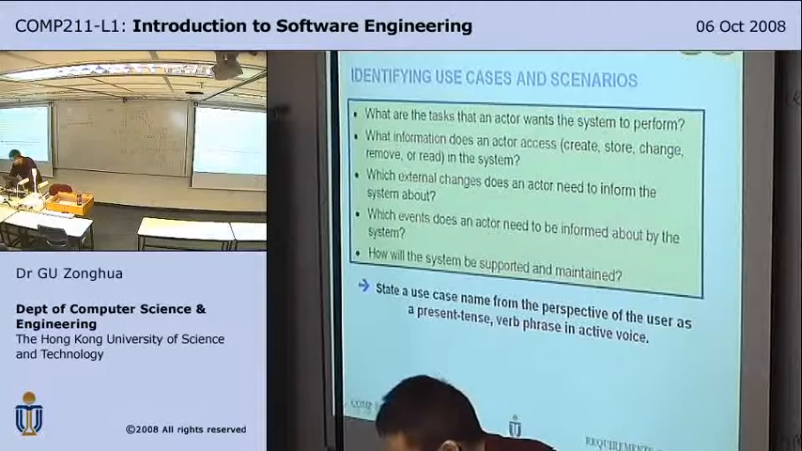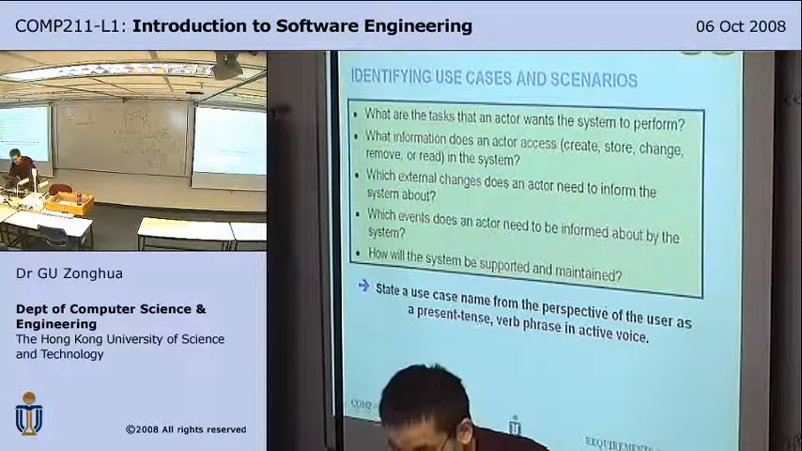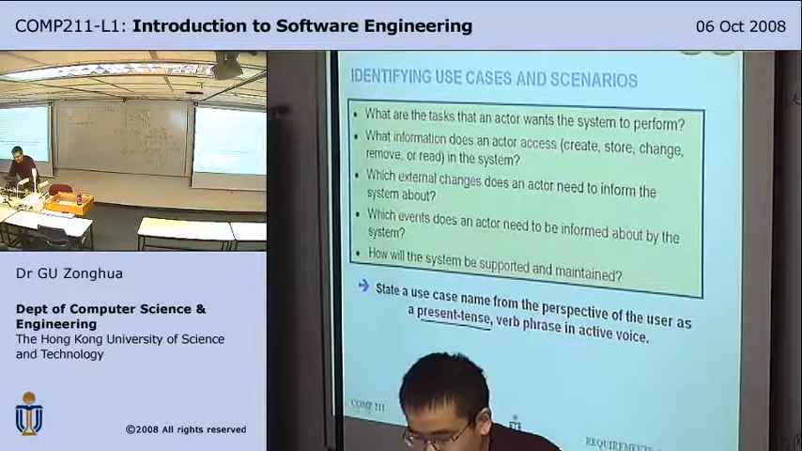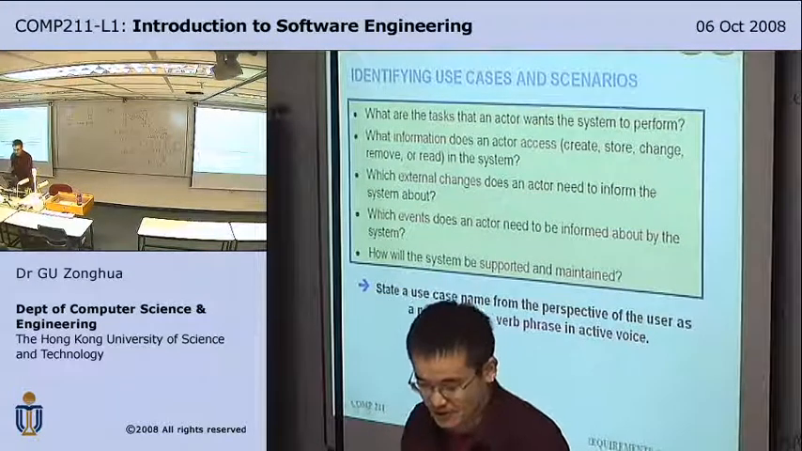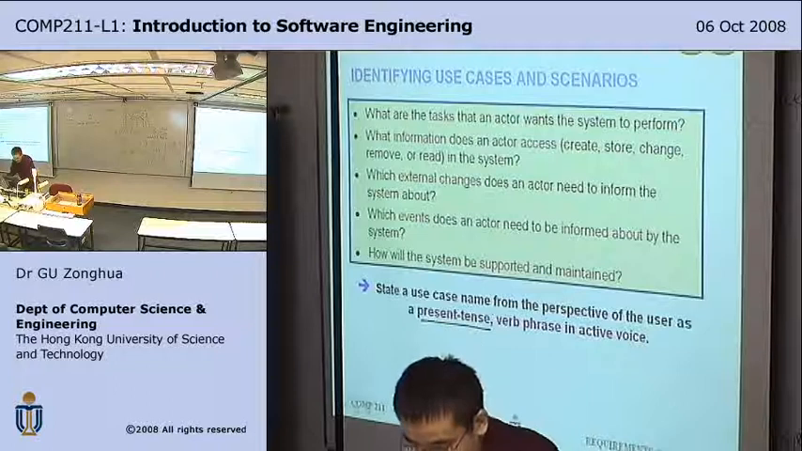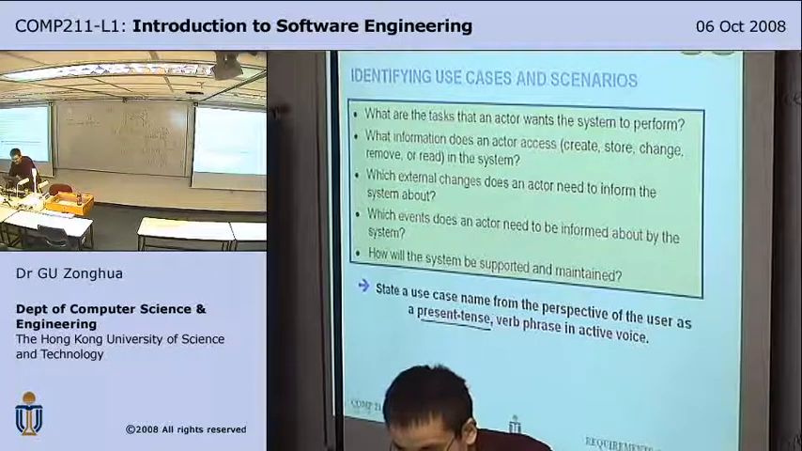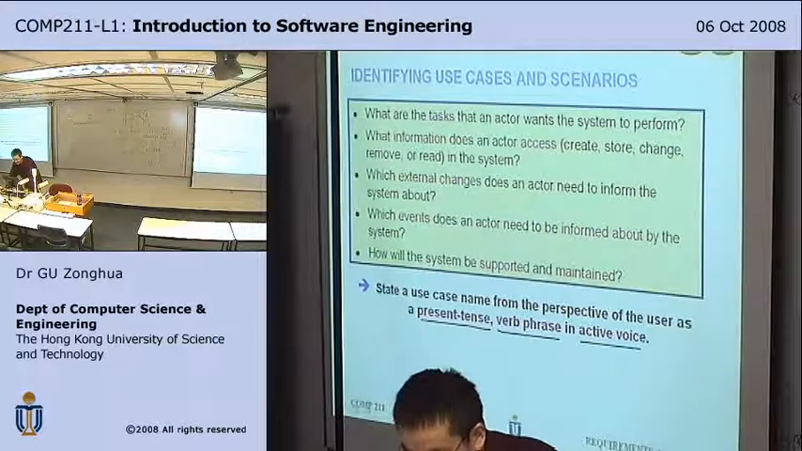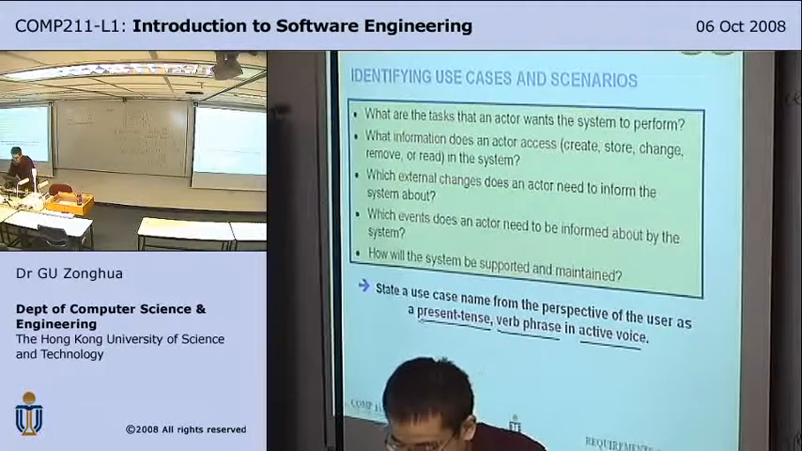So state a use case name from the perspective of the user in the present tense. That is, someone does something, not someone is doing or someone did something. So a verb phrase in active voice, right? Someone does something, not something is done by somebody.